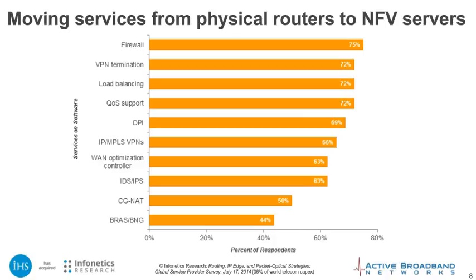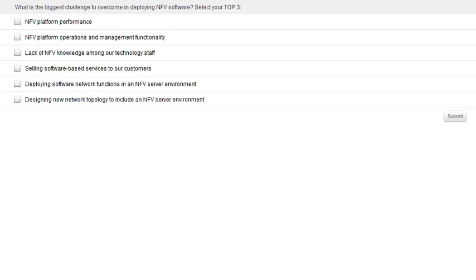There's no two ways about it. So with that, we're going to have our audience poll question right now before we move to the next section. I'd like to have you all select your top 3. The question is, what's the biggest challenge to overcome in deploying NFV software for you and in your broadband network? Select the top 3. Use your clicker and choose 3 different options.